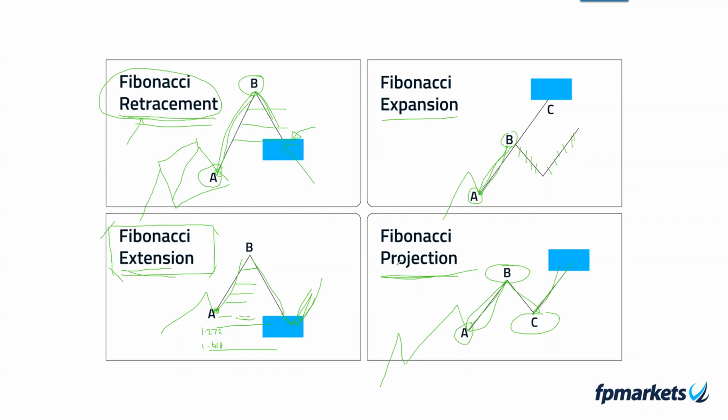All right, and this is why I said projections can be used as AB equals CD, to help mark AB equals CD, harmonic AB equals CD patterns.